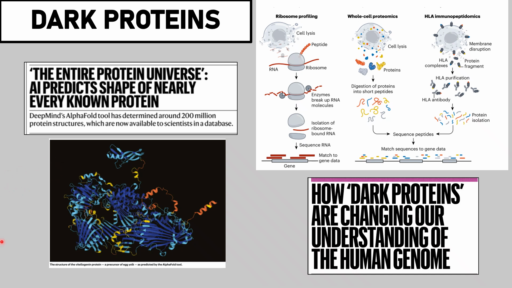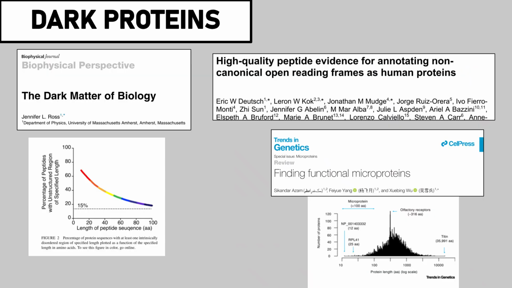And then more traditional ones, there's whole cell proteomics. You break up the cell, you chop everything up, and you sequence the peptides and then match that to the genome. You can also use this HLA, human leukocyte antigen peptidomics, where these complexes have protein fragments. You can purify that and then get the protein isolation from there. So there's a lot going on.